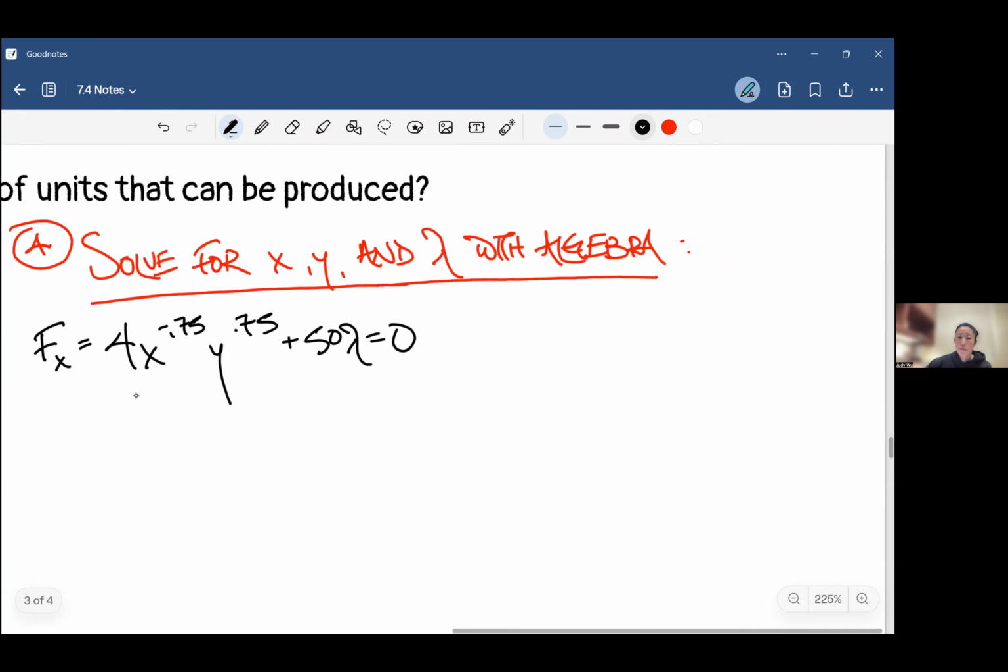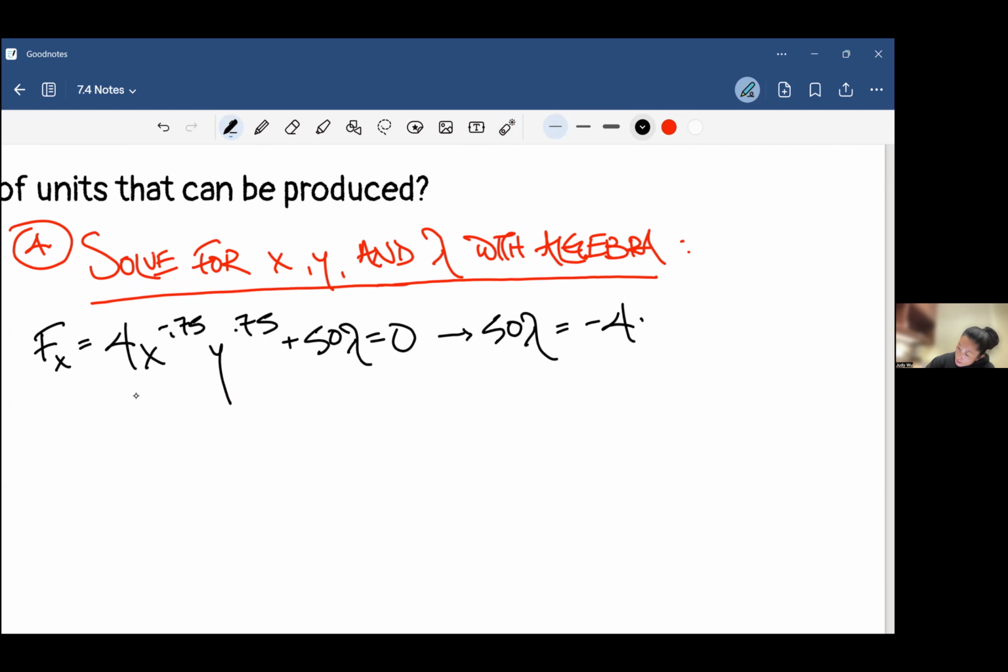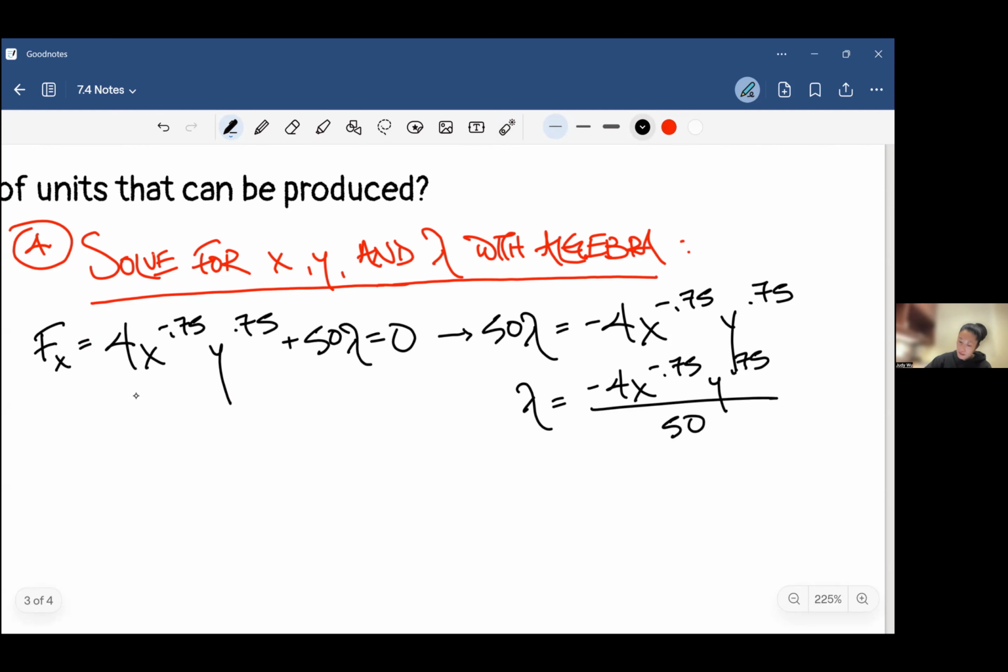Now it's going to take a little bit more algebra than some of the other ones that we've had, but let's start by moving this to the right-hand side. So I'm going to get 50 lambda equals negative 4x to the negative 0.75, y to the 0.75. And now I'm going to divide by 50 to get the lambda by itself. Negative 4x to the negative 0.75, y to the 0.75 over 50.